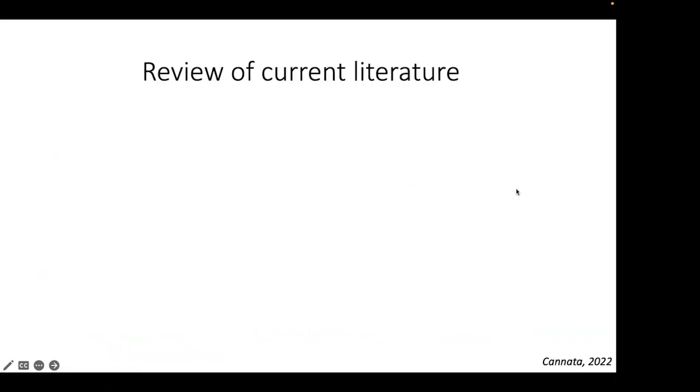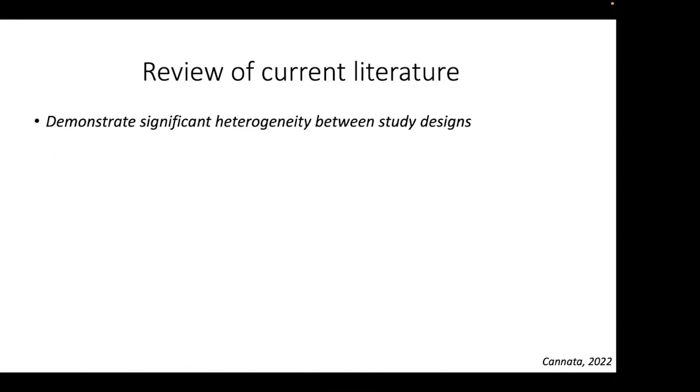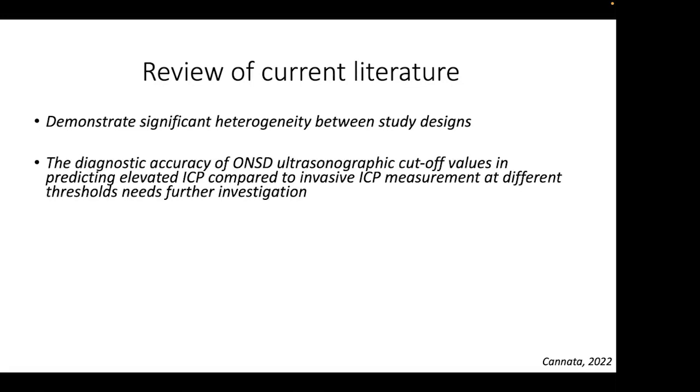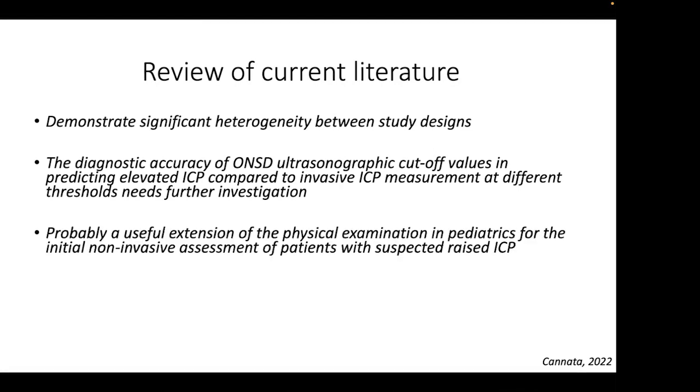And so looking at review articles, there are many limitations to the current literature evaluating optic nerve sheath diameter, namely that there's significant heterogeneity between study designs. And so the diagnostic accuracy of optic nerve sheath diameter cutoff values in predicting elevated intracranial pressure compared with invasive measurements at different thresholds and for different age patients and across different disease processes needs further investigation.